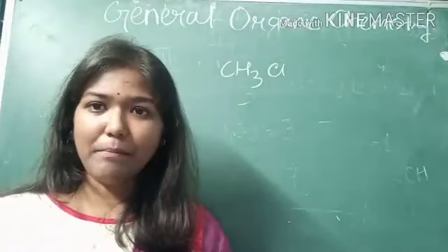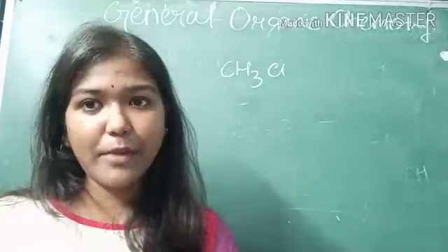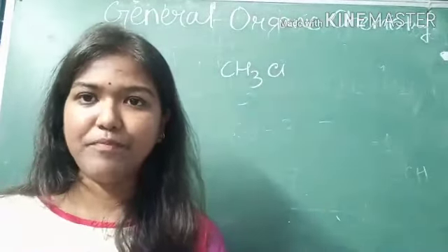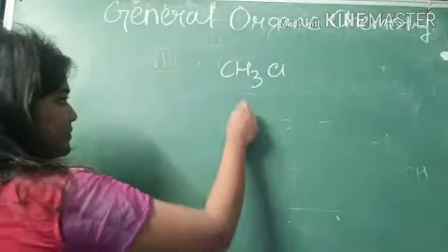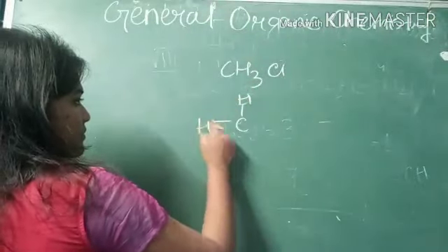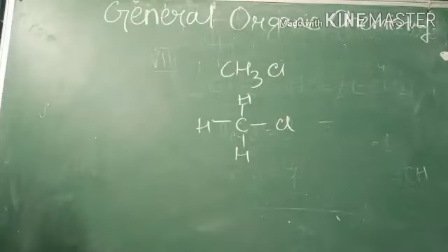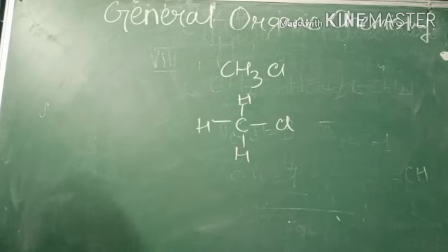So this is my compound and we have to identify which type of hybridization the carbon has, sp3, sp2 or sp. So we will draw the structure. This is the structure and we can clearly see that there are no pi bonds here. So this will be hybridization type 1, that is sp3.